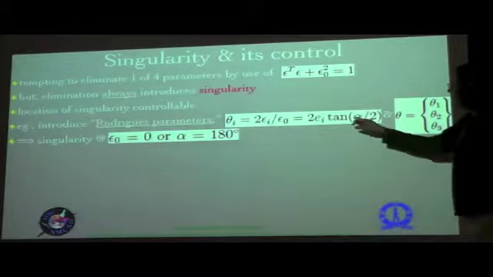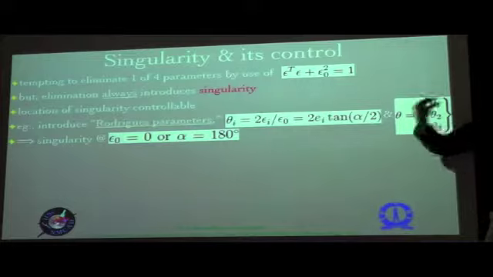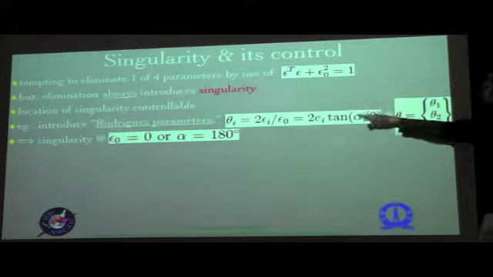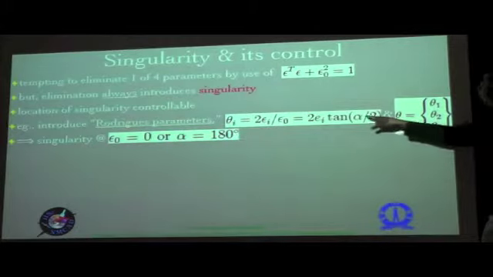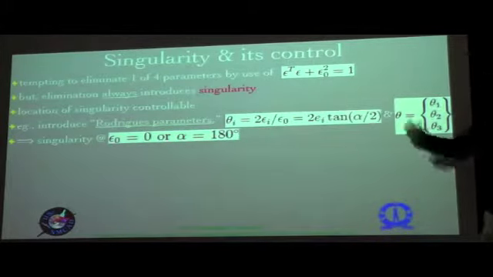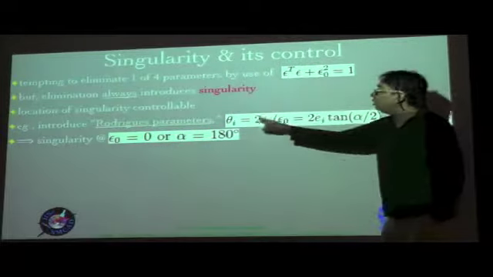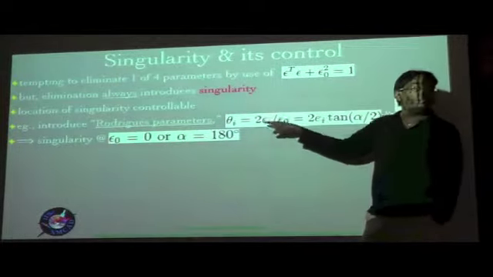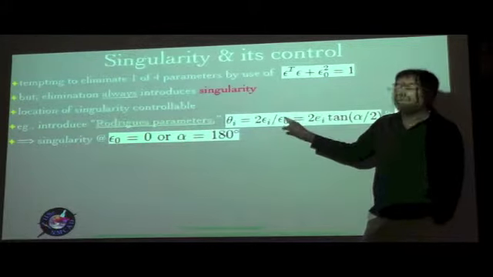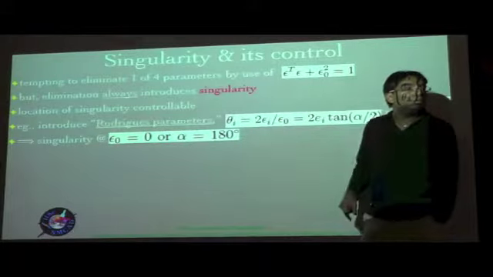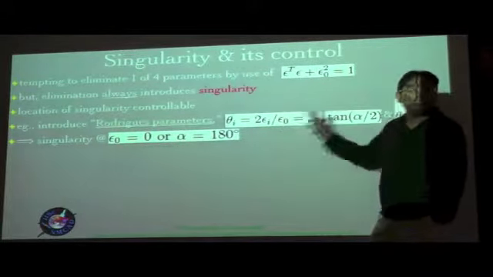Now it's clear that in this particular case, when the argument of tan becomes 90 degrees, then you will have a singularity because tan 90 degrees tends to infinity, which means that alpha tends to 180 degrees. So at that particular location, or if you want to define it in terms of the Euler parameters, when epsilon naught tends to 0, theta i blows up, and that's why you have a singularity when you have eliminated in this particular fashion.